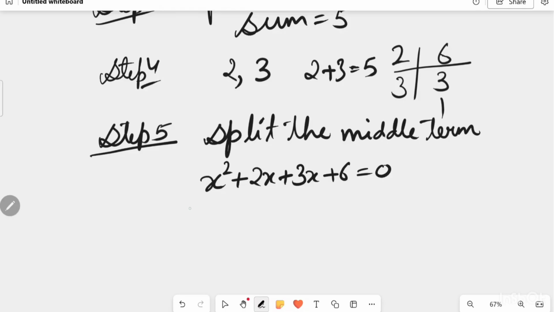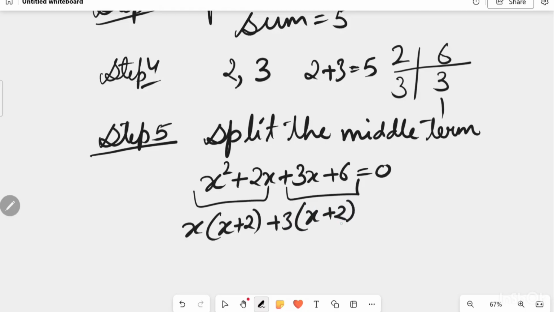So now we will group the factors. We will group the factors here. x is common, x plus 2, and here 3 is common, x plus 2.